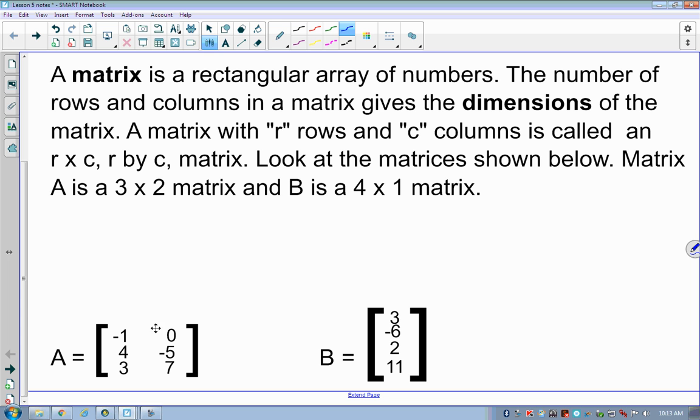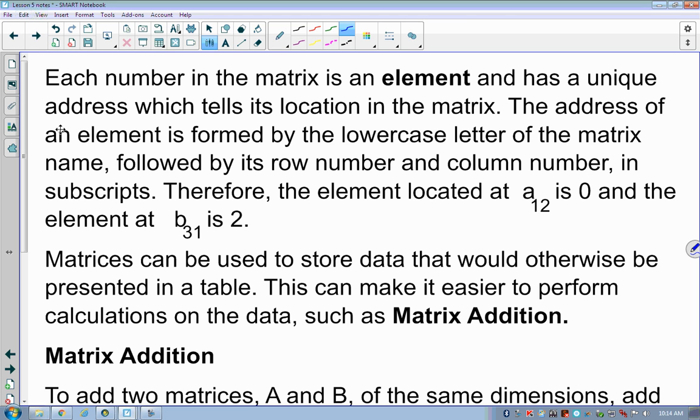What is the address of 0? 1, 2. First row, second column. What about number 2 over here? Anybody tell me what the address there is? 3, 1. Third row, first column. Does that make sense? But you're going to see it written as 31, so if you don't understand that it's row, column, it's going to be kind of confusing whenever they give you those addresses. Well, that's how we identify it.